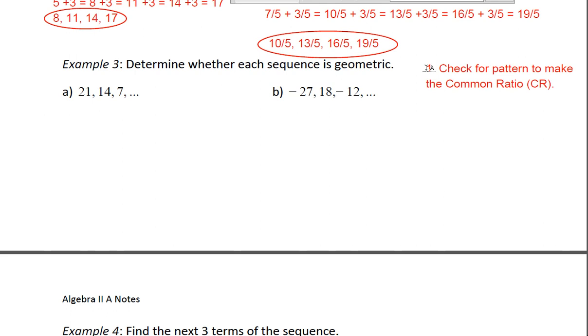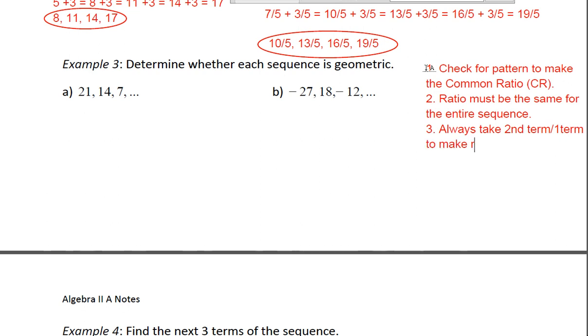We have to test all of the combinations. So note here, the ratio must be the same for the entire sequence. And to take the ratio, always take the second term over the first term to make the ratio. That way you always get the number that is multiplied. How do you multiply the first one to get the second? In order to get that correct term every time, we'll take the second over the first.